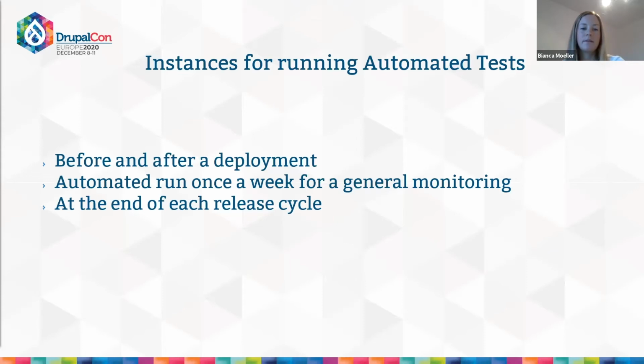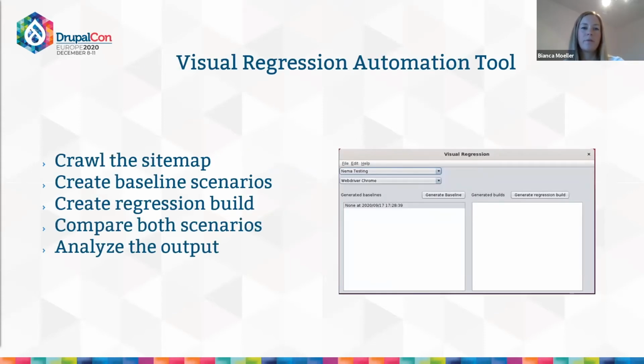So let us take a deeper look at the tools themselves that we implemented. First of all, we have the visual regression automation tool. Here on the right side, you see a screenshot. It's actually very simple. We are still working on some adjustments. It's working great right now, but we also want to have it a little bit more flexible, maybe depending on the size, and maybe in the future for other projects as well.